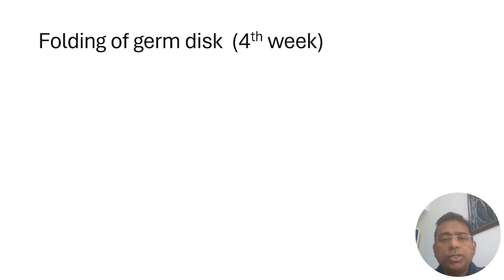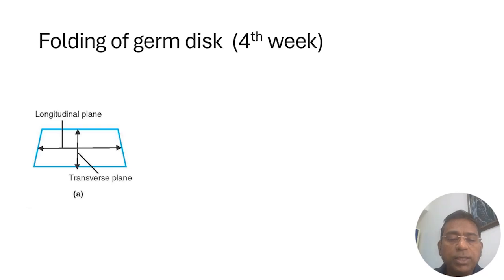To understand the formation of the primitive gut and the body wall, we should recall the event which takes place during the fourth week of development, which is the folding of the embryo. To simplify this, I am correlating it with an example. Imagine this is a sheet of paper, and this is the longitudinal plane of the paper, and this is the transverse plane. We will fold this sheet of paper in both these planes.